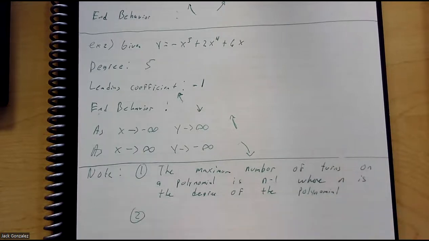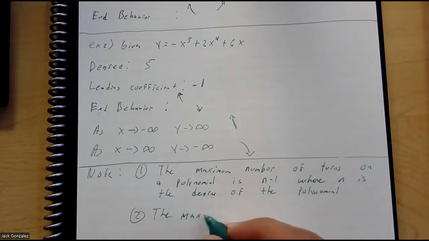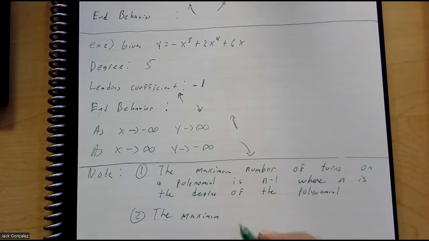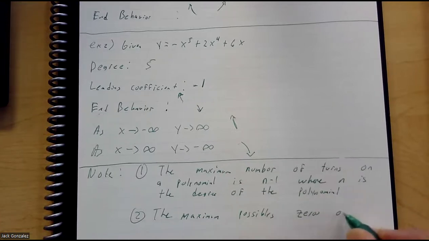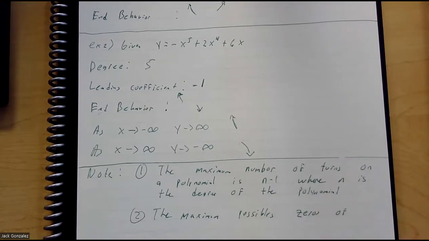Number 2, the maximum possible zeros of a polynomial is equal to its degree. I mean, that's not guaranteed n, it's the maximum.